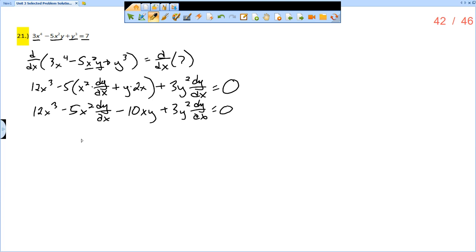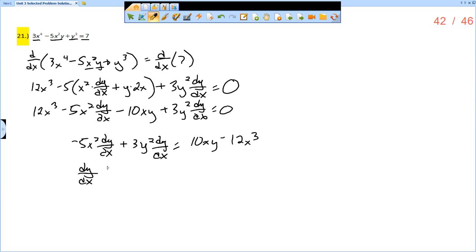So I have a negative 5x squared dy/dx plus a 3y squared dy/dx, and then I'm going to bring the other items to the other side. So I'm going to add the 10xy, and then I'm going to subtract the 12x cubed. All right, so now I want to factor out dy/dx, leaving me with negative 5x squared plus 3y squared equals 10xy minus 12x cubed.